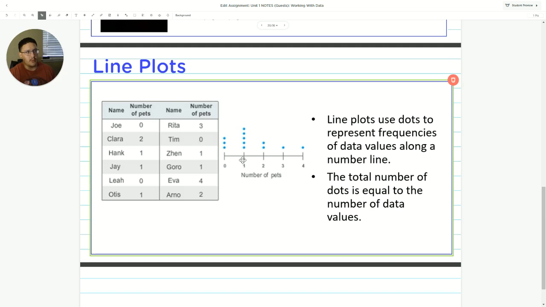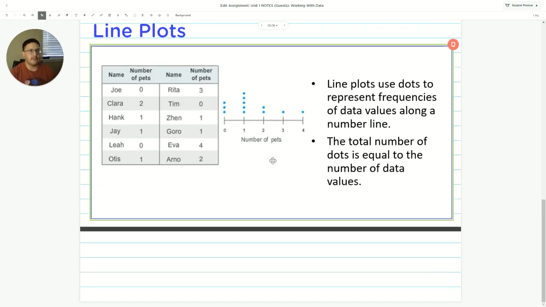So notice how number 1 has 1, 2, 3, 4, 5 dots right above it. That means 5 people have 1 pet. 3 people have 0 pets. 2 people have 2 pets. 1 person has 3 pets. And then 1 person has 4 pets. That's it. That's how you read a line plot.